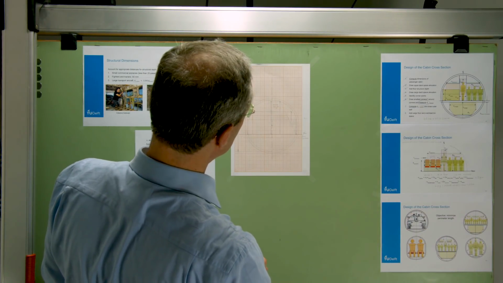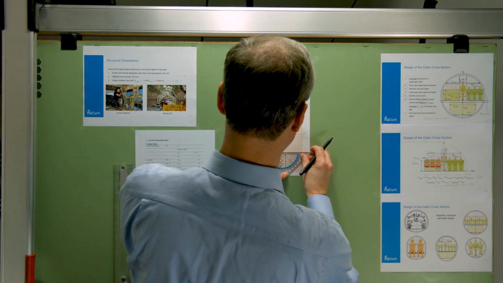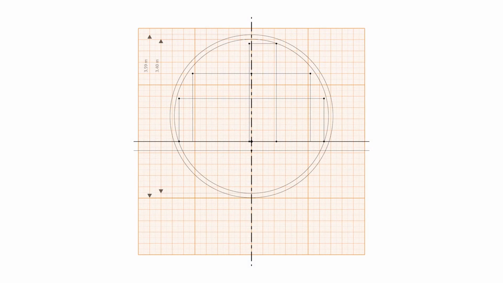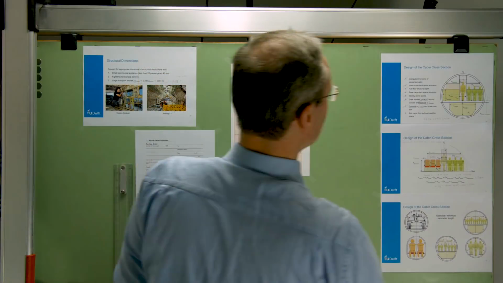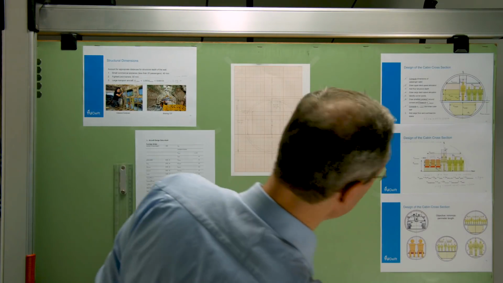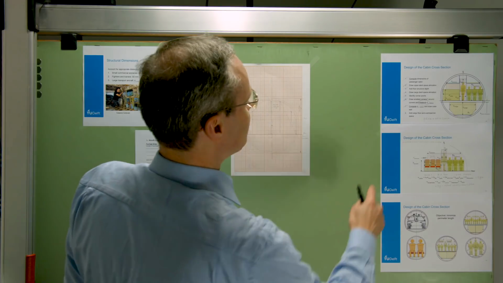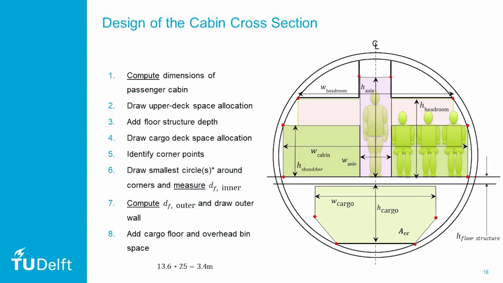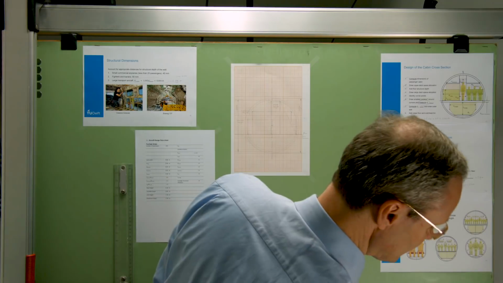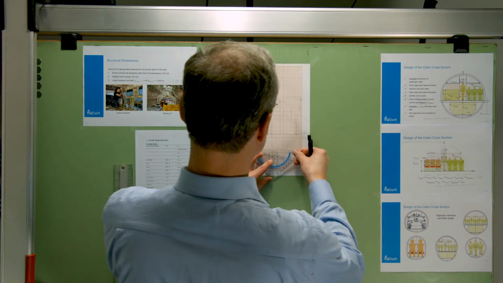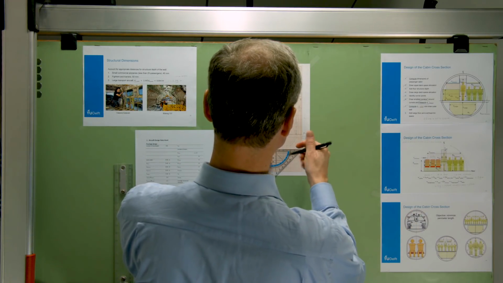and the best way is to also indicate that dimension. So let's do that here. So I have computed that. I've drawn the outer wall, and then step 8 is the cargo floor. In this case there's nothing been given, but you could draw a cargo floor. That could, for instance, be here.